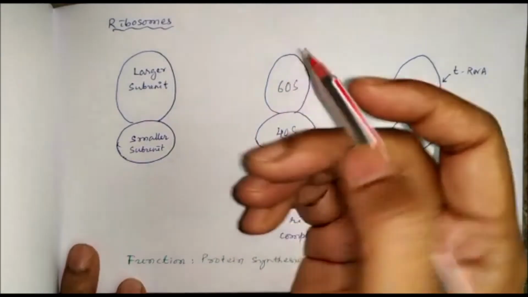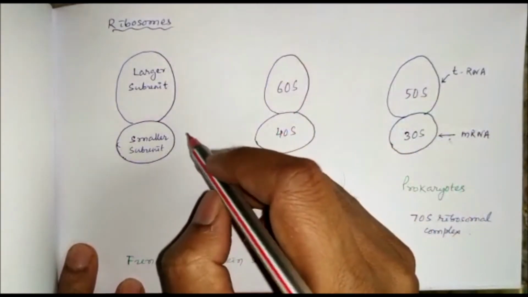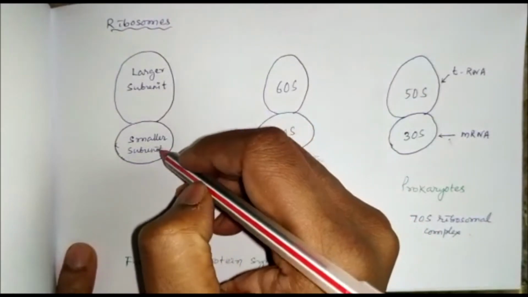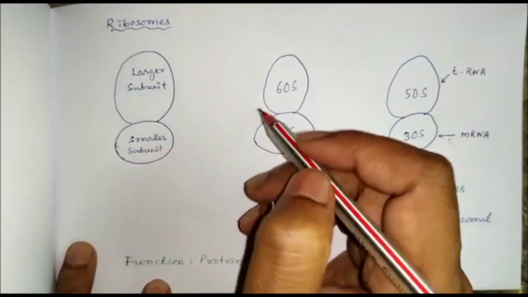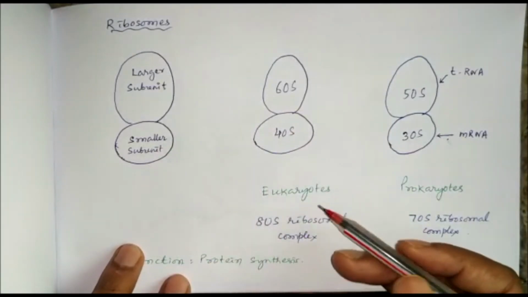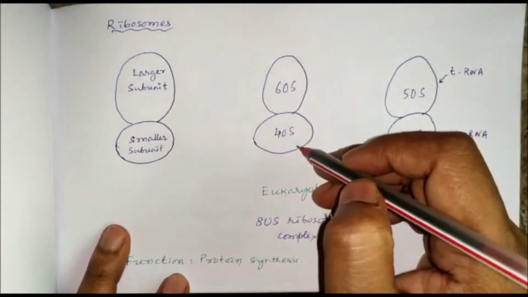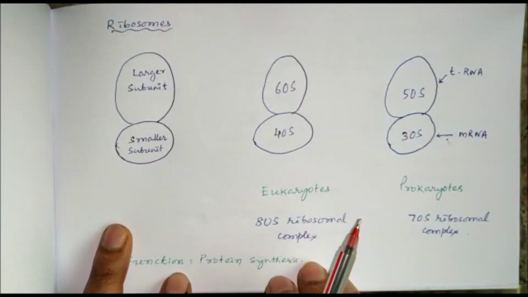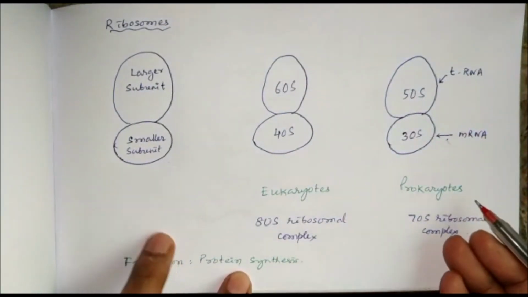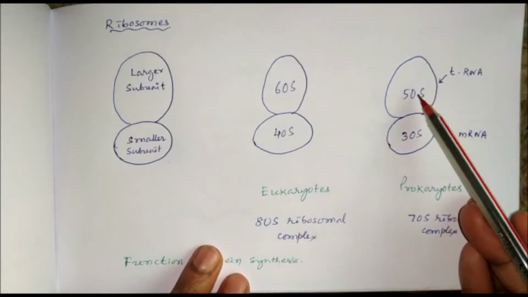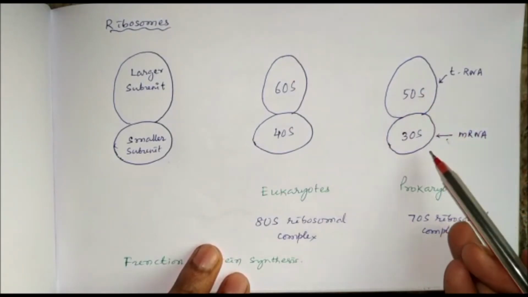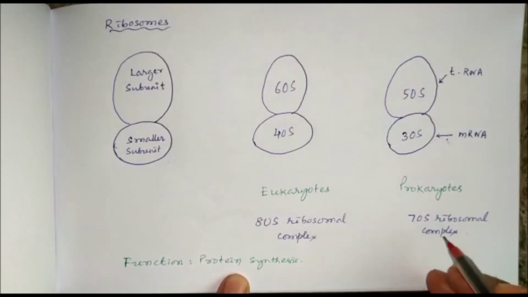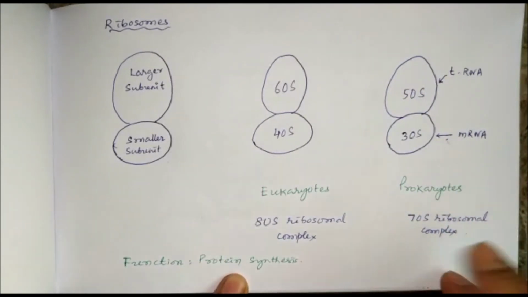So the ribosome has two subunits. One is the larger subunit and the other is the smaller subunit. In eukaryotes it is 60S and 40S, and this complex is called the 80S ribosomal complex. But in prokaryotes like bacteria, the larger subunit is 50S and the smaller subunit is 30S. So 50S and 30S combined together make the 70S ribosomal complex.